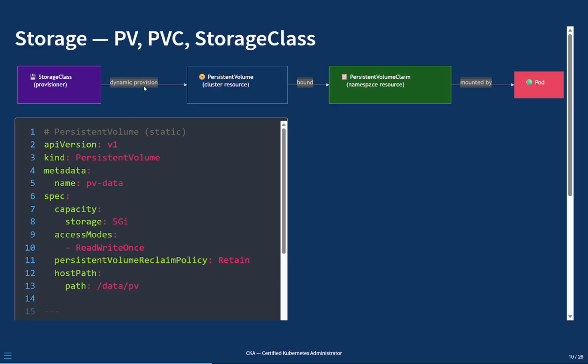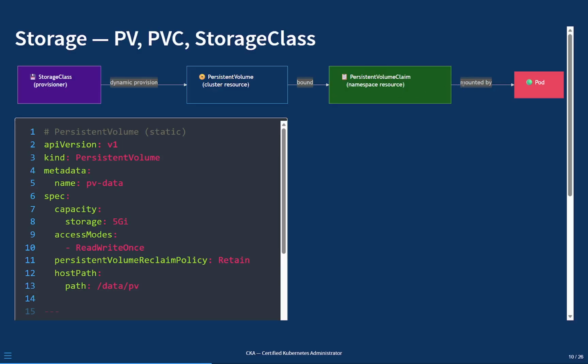Next, you have the PersistentVolume, or PV. This is the actual piece of storage. It could be a network disk, an NFS share, a cloud volume. The PV is a cluster-level resource, not namespace scoped. Then you have the PersistentVolumeClaim, or PVC. This is the user's request for storage. It says I need 2 GB with ReadWriteOnce access. Kubernetes finds a matching PV and binds them together. The PVC is namespace scoped.